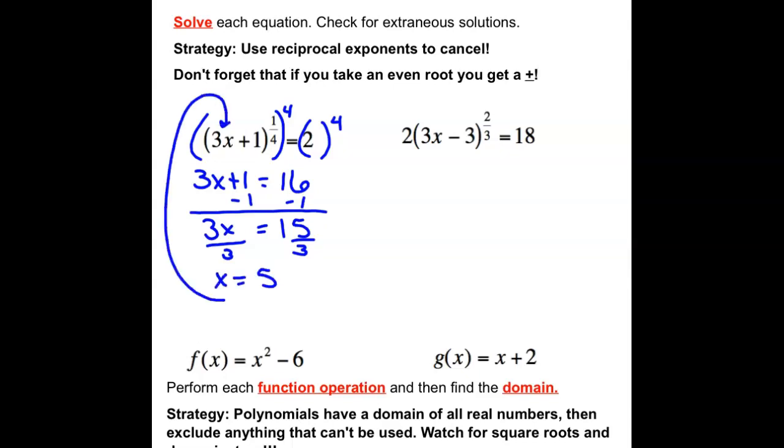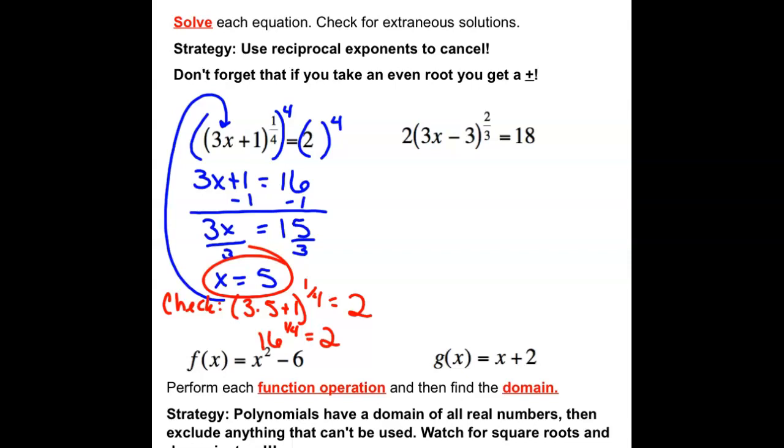All right, plugging that back in to check. We have 3 times 5 plus 1 to the 1/4 power is supposed to give us a 2. 3 times 5 is 15, plus 1 is 16. 16 to the 1/4 power does equal 2. So it is the correct solution.